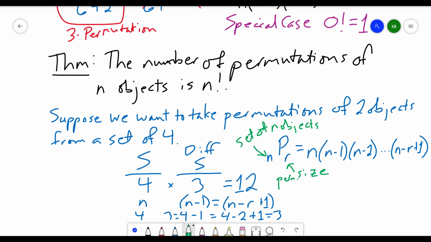All right, and we use this lowercase n in front of a P with a subscript r after it, and it's always in this order. So the set of n objects is the thing that's out in front of the P. The P is telling us we're taking permutations, and that subscript r is telling us how many objects are going to be in our permutation. And this equation right here is going back to our multiplication rule. It's not ideal, and we have these factorials that we've developed to be able to use, so we want to be able to use them.